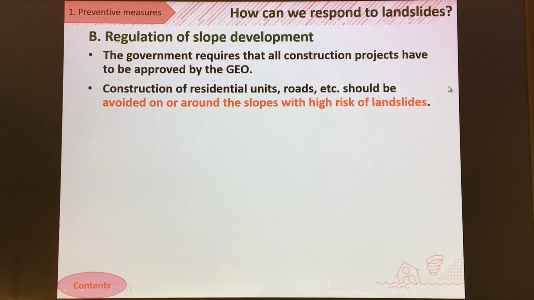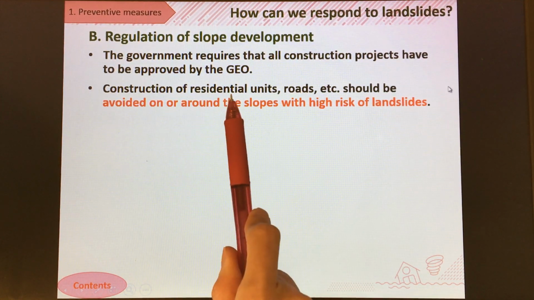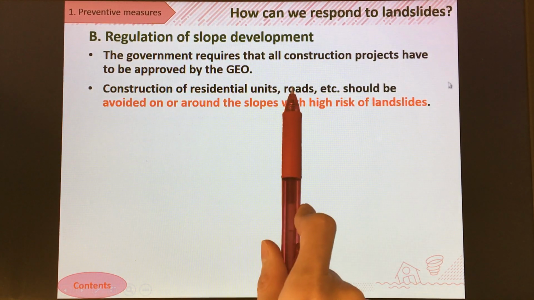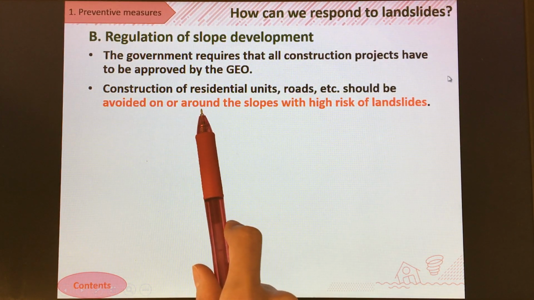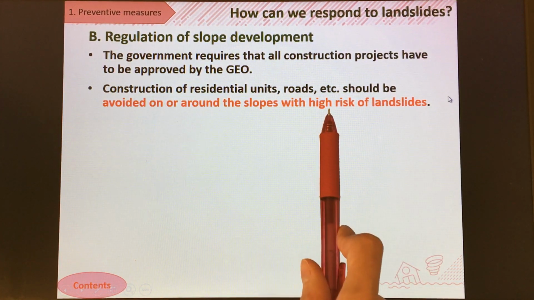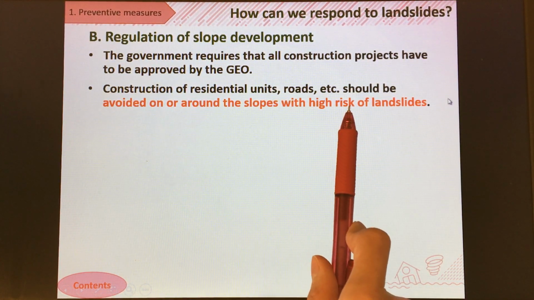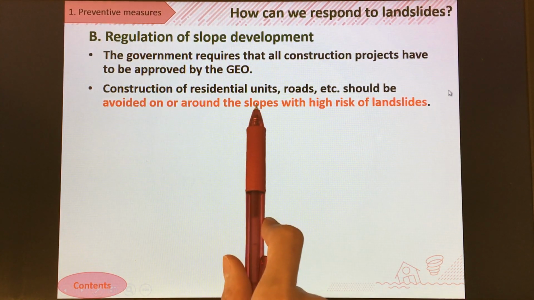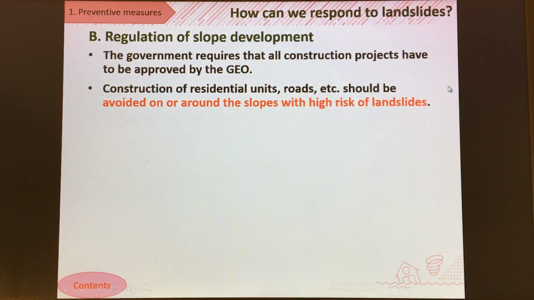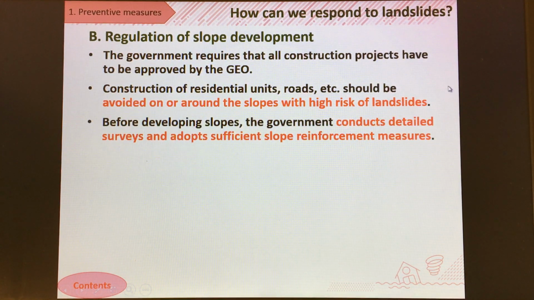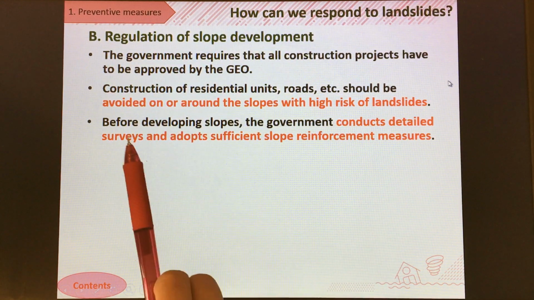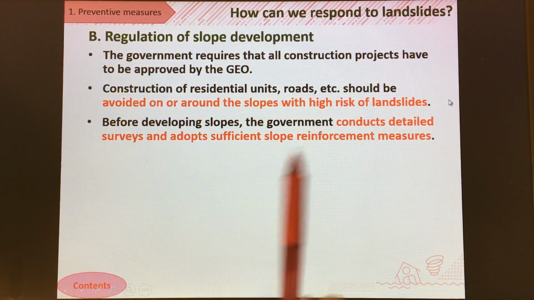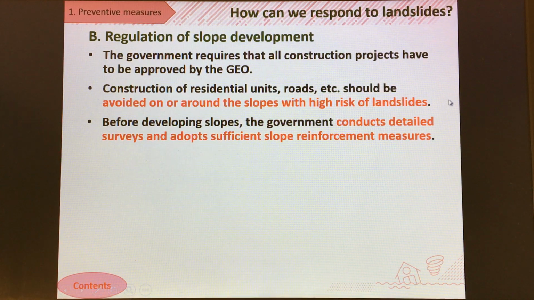to be approved by the GEO, no matter whether it is the construction of residential units or roads, highways, etc. They will evaluate whether the places surrounding it have a high risk of landslide. If there is a high risk of landslide, then the GEO may not approve the development in that area. Before developing on the slope, the government will also conduct detailed surveys and adopt sufficient slope reinforcement measures to reduce the chance of landslide.